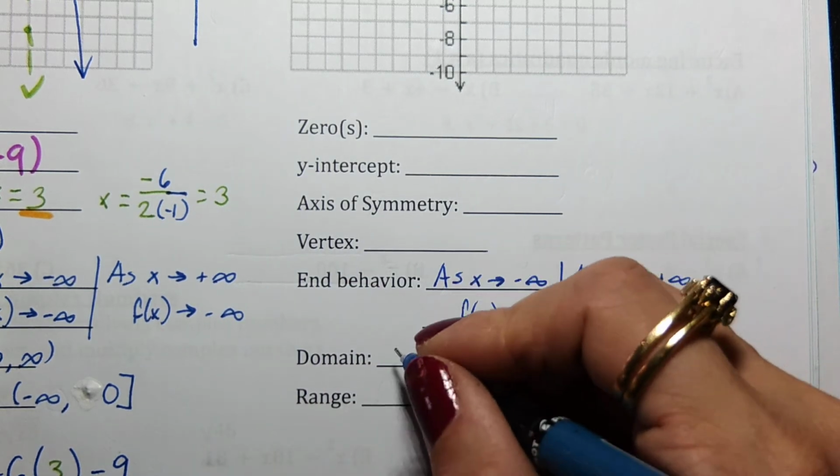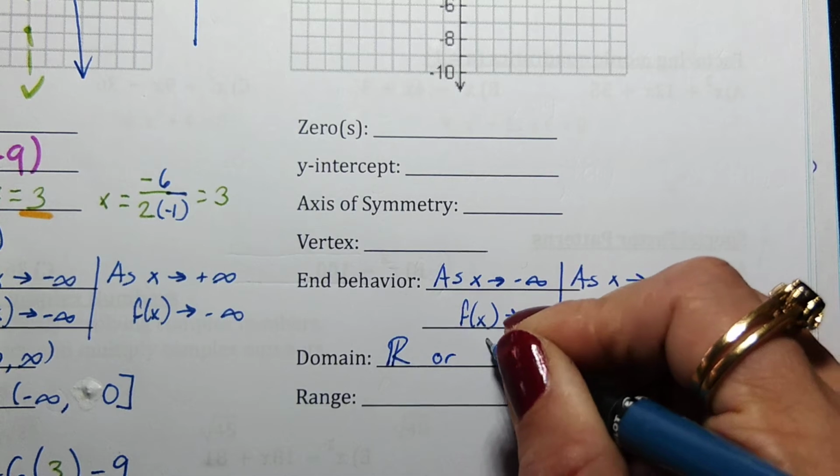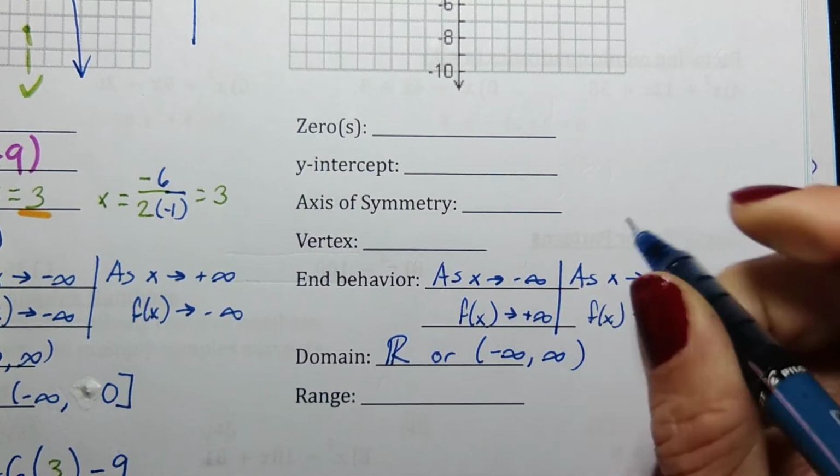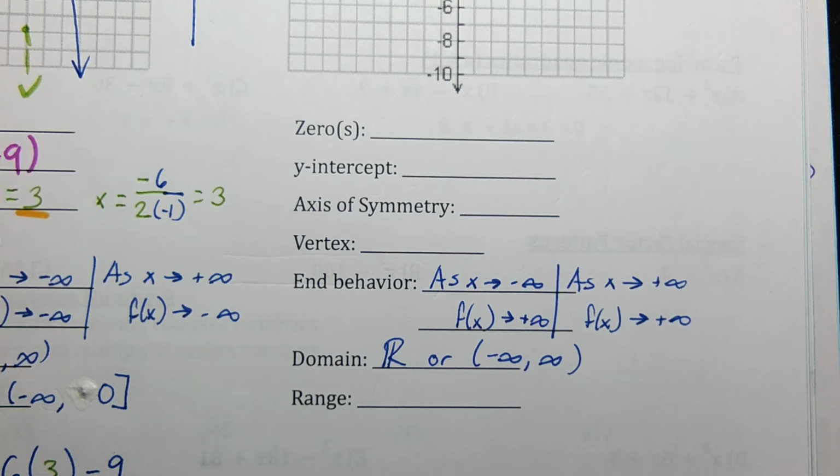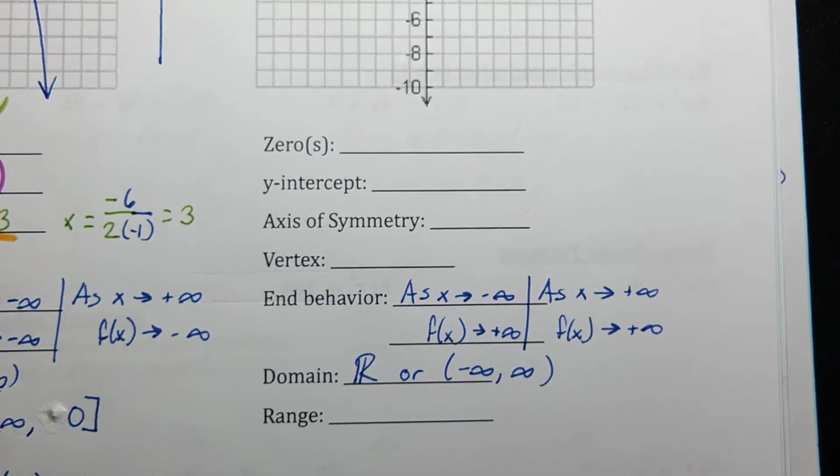What's my domain? All real numbers again. Always all real numbers for our quadratics. But can we do the range right now? No, because we don't know where our y values are going to start because we don't know the vertex. So you can jump around with some of these key features, but not all of them. A sequence that has to be in place is the axis of symmetry, then the vertex, then the range, because those three things are dependent on each other.